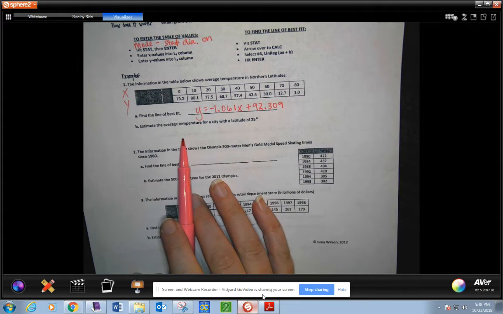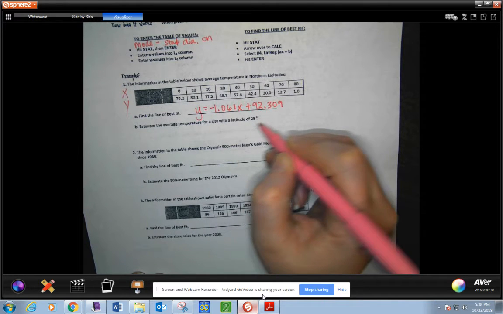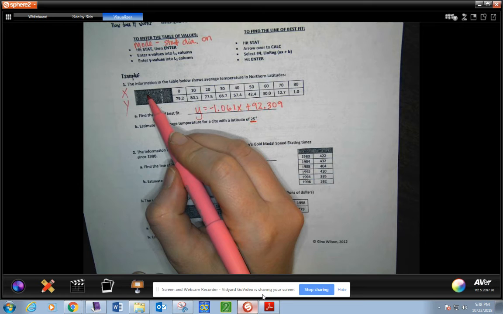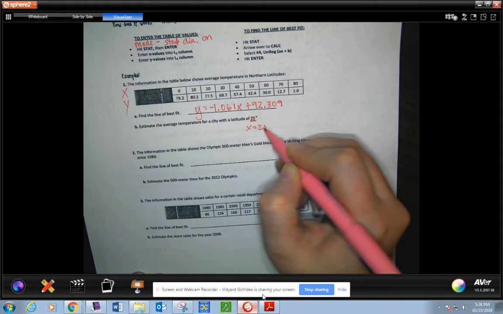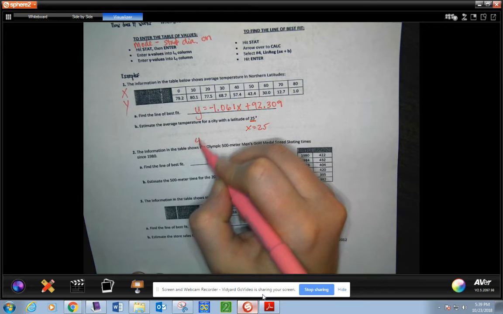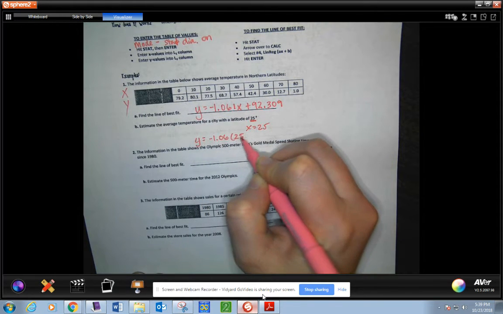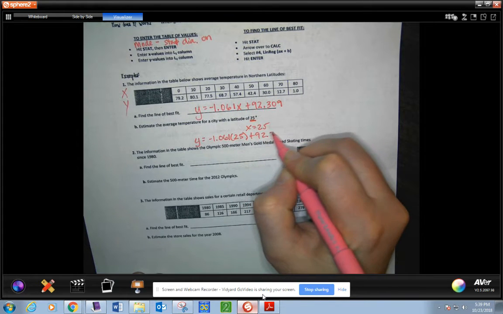Okay, to answer B, estimate the average temperature for a city with the latitude of 25. Wow. Okay, so if they're giving you a latitude of 25, if you look up here, and I know it's hard to read, latitude is x. So they gave you that x is 25. So what I want you to do is take the equation we just came up with and plug 25 into that x position, and then just use your calculator to calculate that.